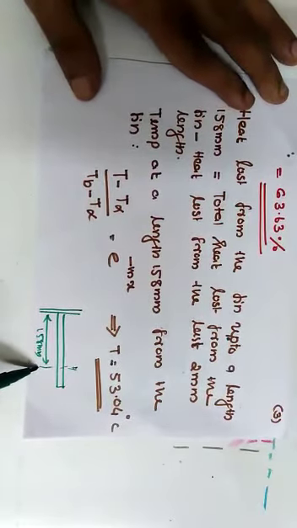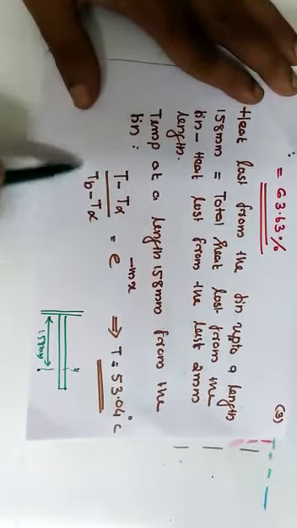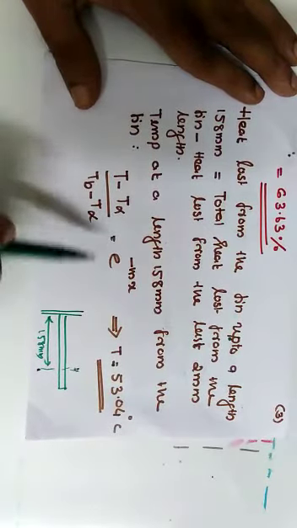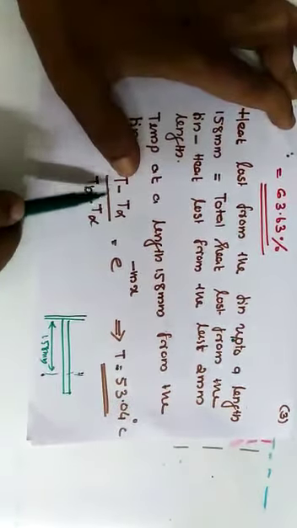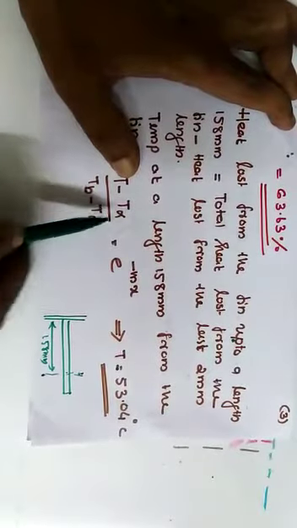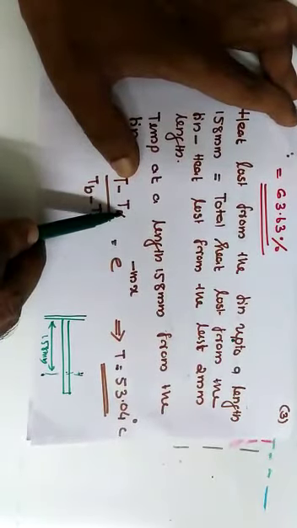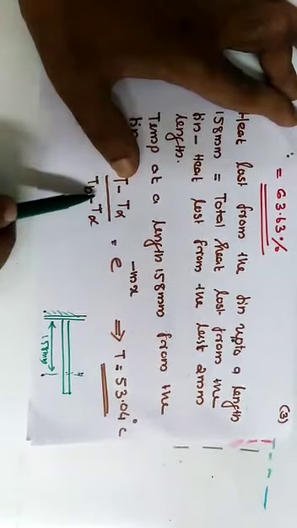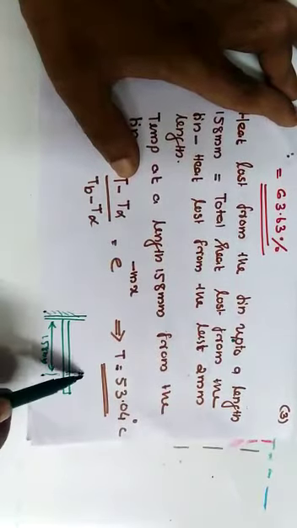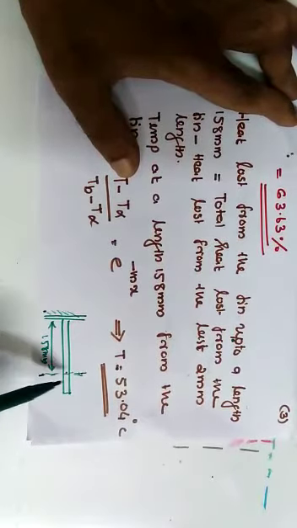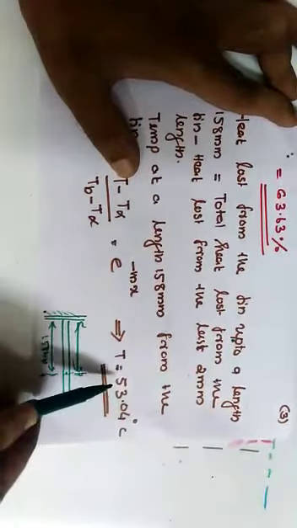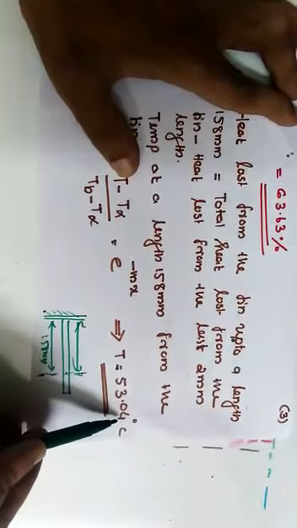So for that you use the temperature distribution equation, that is T minus T infinity divided by this one. Here T is the temperature at this cross section. T infinity remains the same. TB is the base temperature, that is 200 degrees Celsius. When you use this expression, you will be getting the temperature at this cross section, that is temperature at a distance of 158 mm equal to 53.04 degrees Celsius.